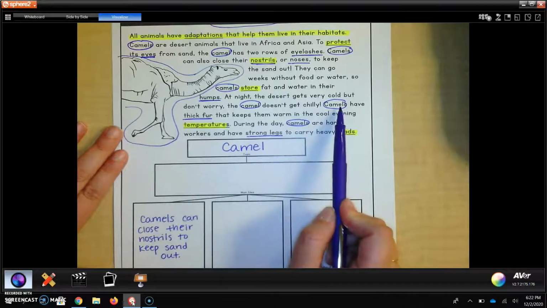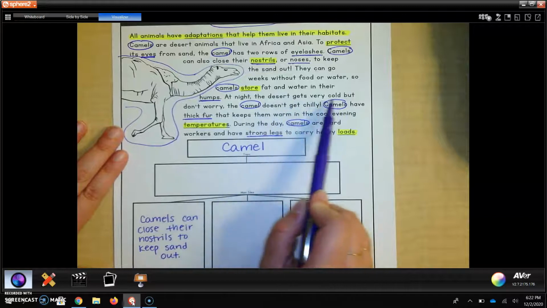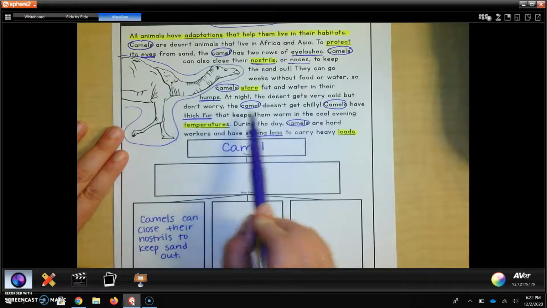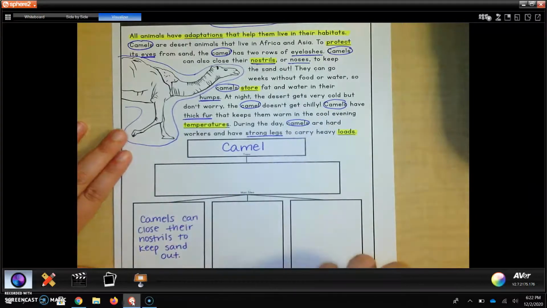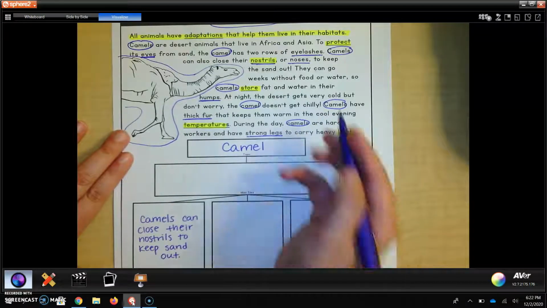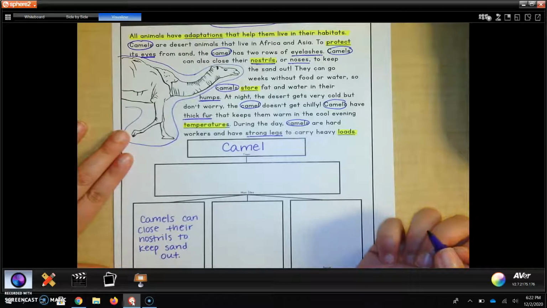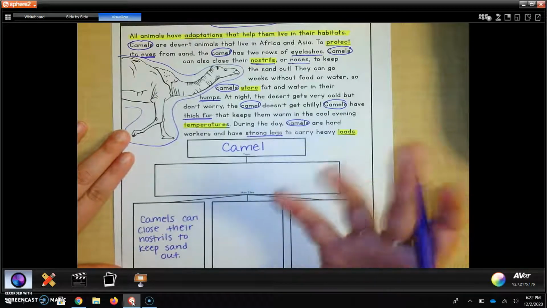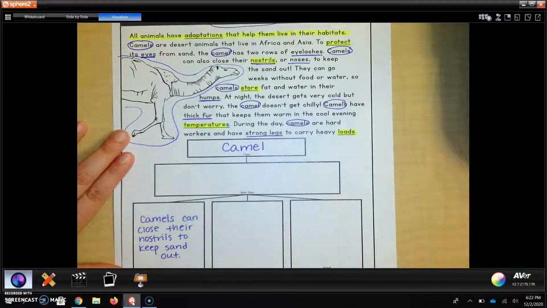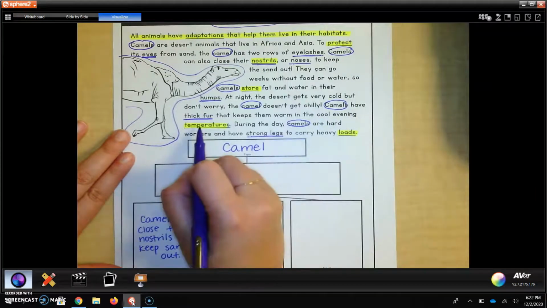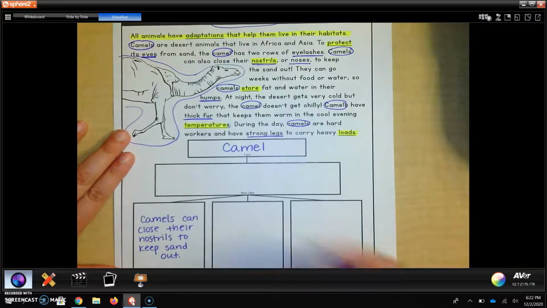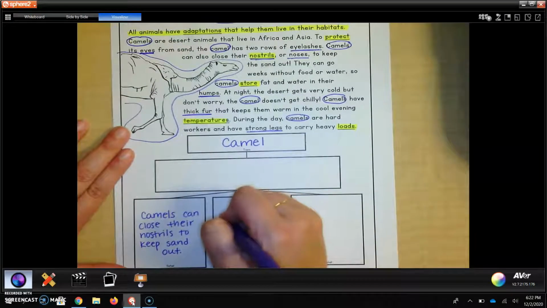Right here where it says, at night the desert gets very cold, but don't worry, the camel doesn't get chilly. Camels have thick fur that keeps them warm in the cool evening temperatures. So right there we learn that it gets really chilly at night in the desert. So if a camel's going to survive in the cold, it has to have some special quality or special adaptation. And boom, it's right there. They have thick fur that keeps them warm. So that's a really great detail to write.